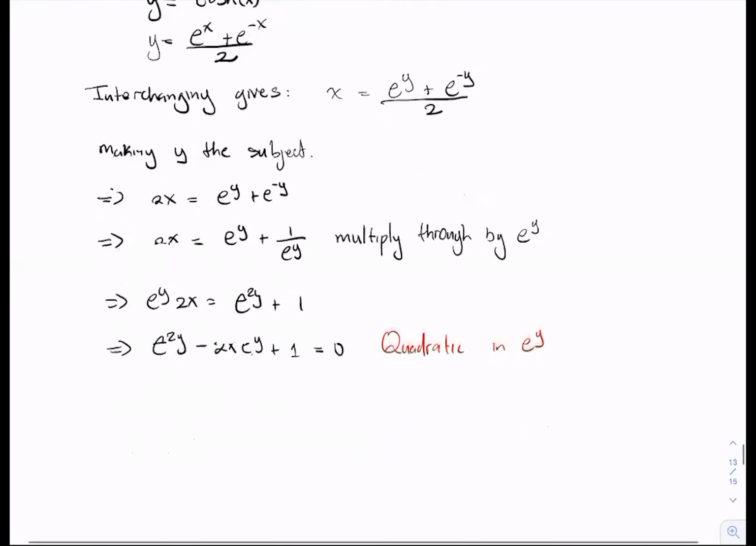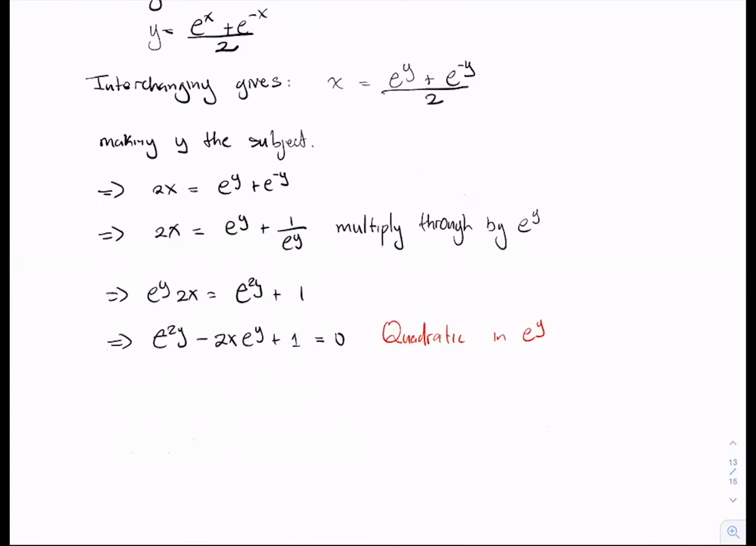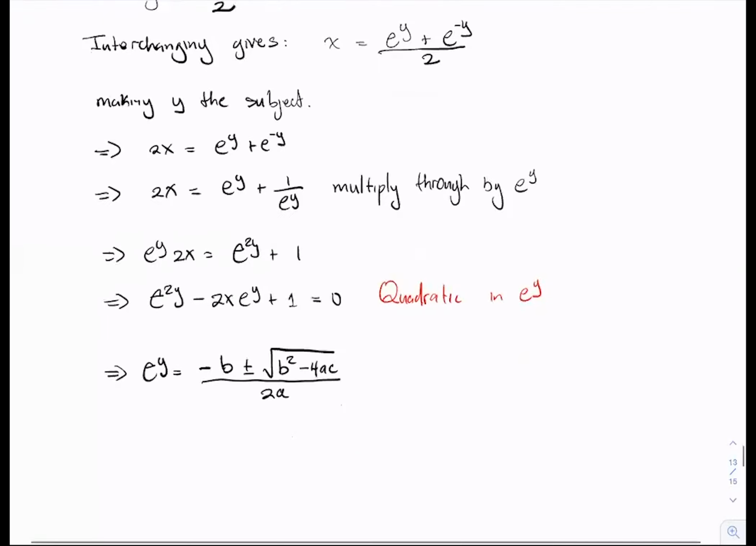So we all remember the quadratic formula, right? I'm sure we all do. So here, we're going to say that e to the y is equal to minus b plus or minus the square root of b squared minus 4ac, all divided by 2a.